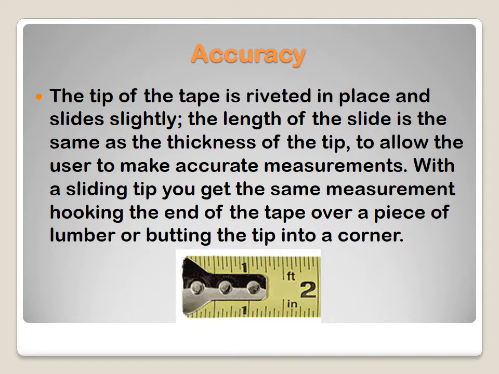Accuracy. The tip of the tape is riveted in place and slightly loose. The length of the slide is the same as the thickness of the tip to allow the user to make accurate measurements. With a sliding tip, you get the same measurement hooking the end of the tape over the piece of lumber or butting the tip into a corner.